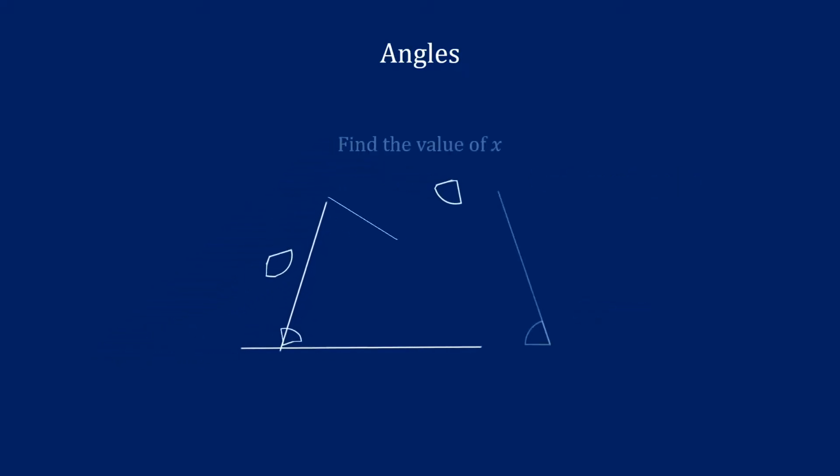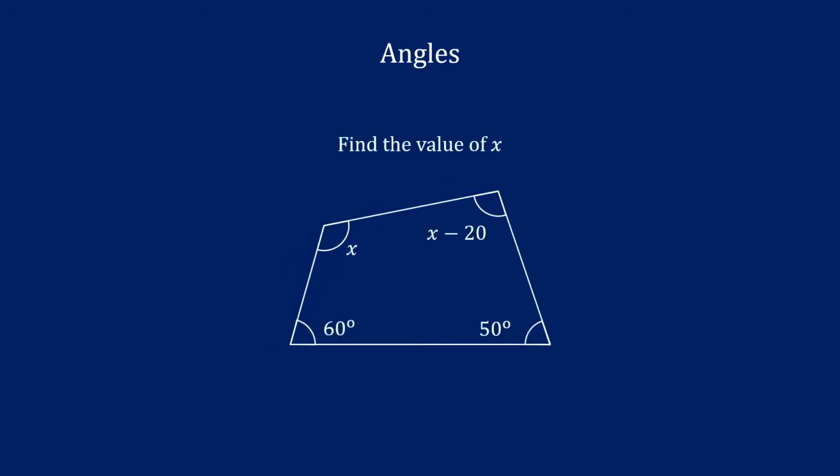Let's take one thing and let's add one more side. Find the value of x for this guy. You know what's coming. We can't do triangles, we can't go straight line, we can't go around a point.